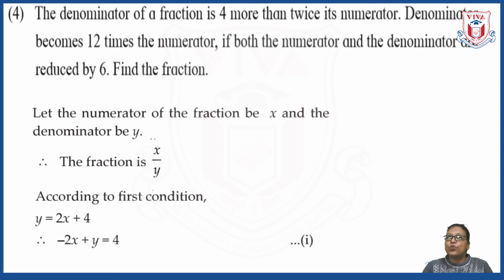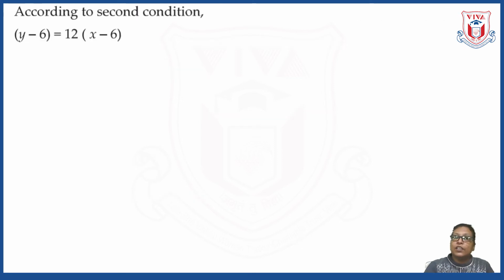Denominator becomes 12 times the numerator if both the numerator and denominator are reduced by 6. Reduced by 6 means what? 6 is subtracted from both. We have to subtract 6 from numerator as well as from denominator, that is from x and y. So the new denominator will be what? y minus 6. So let us write down the equation. According to the second condition, y minus 6 is 12 times the numerator. So equal to 12 into the new numerator, that is x minus 6.